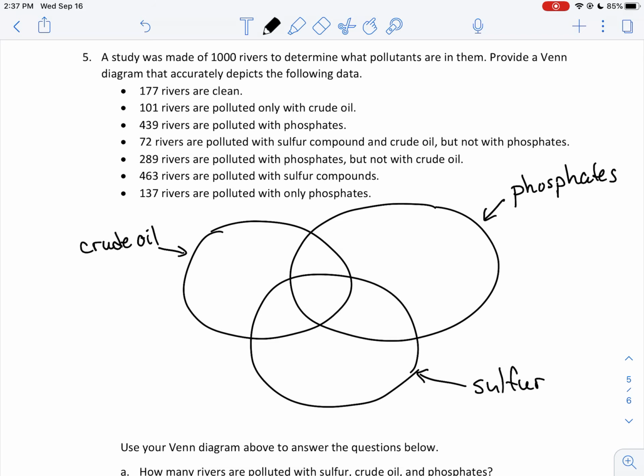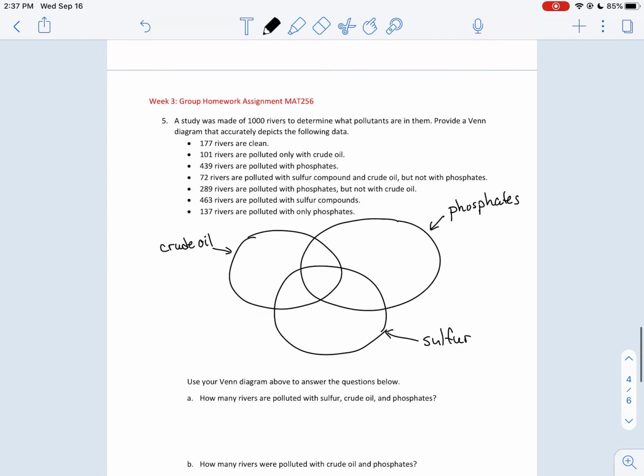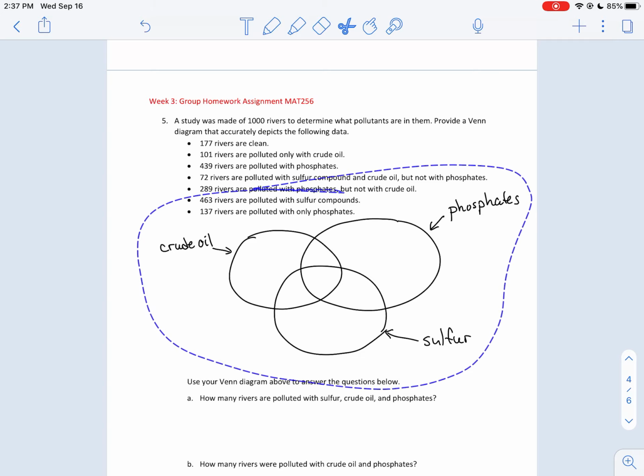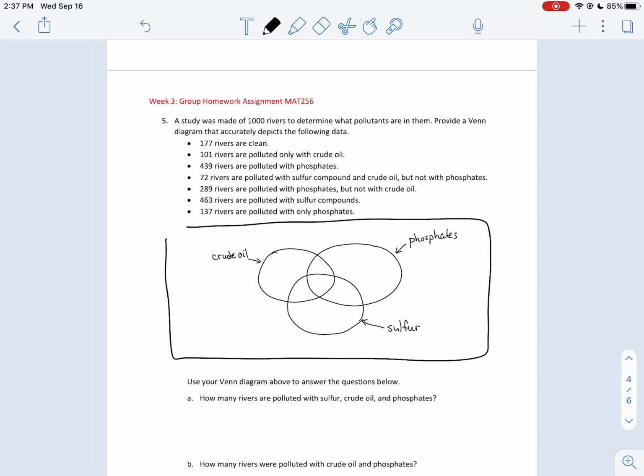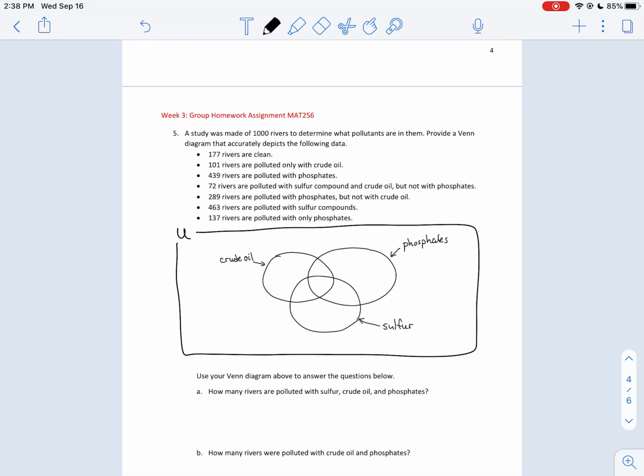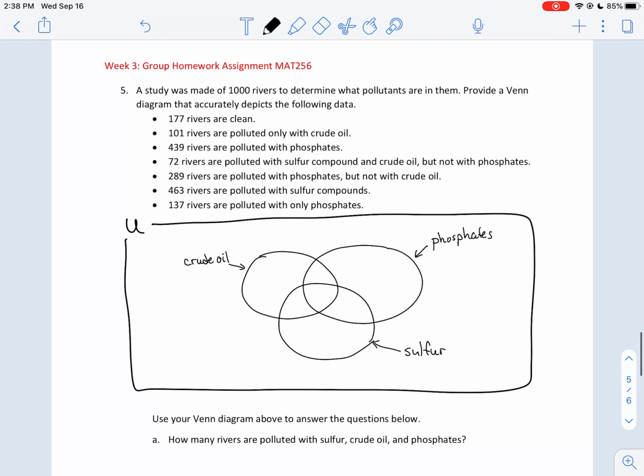Okay, and this all exists, of course, within some universe. So it'd be a good idea, let me shrink this drawing down and put it in the context of some universe. I'll put a U there for the universe. Now we know that 1,000 rivers were studied. So whatever numbers I wind up putting in all these little possible places, including outside, all those question marks have to add to 1,000. So that's something to keep in mind as we move forward.